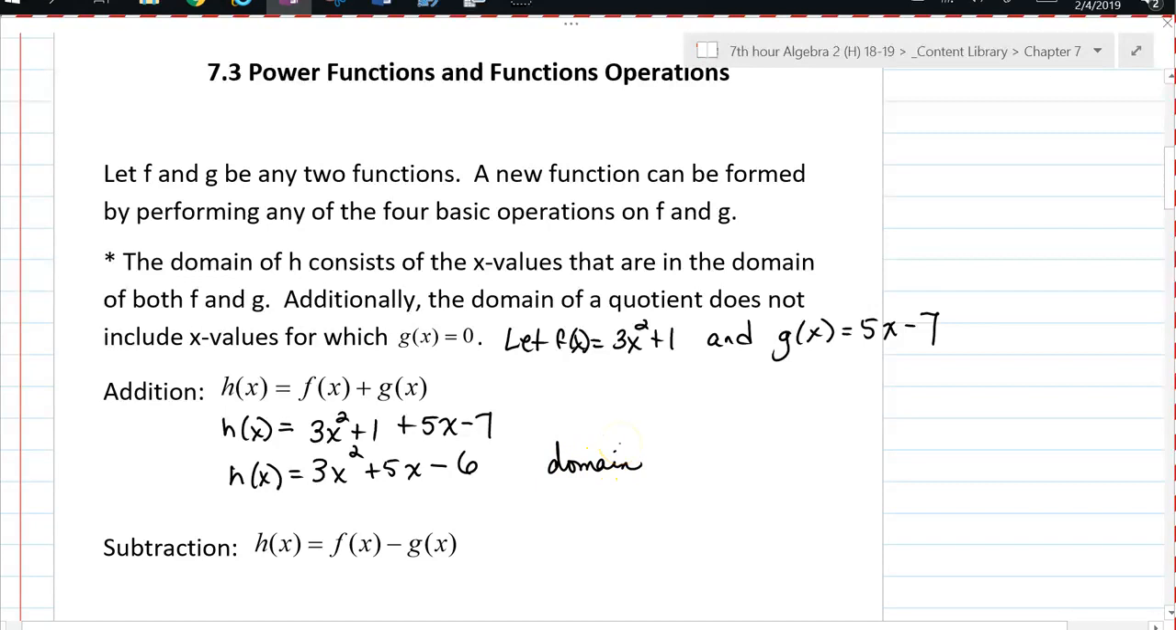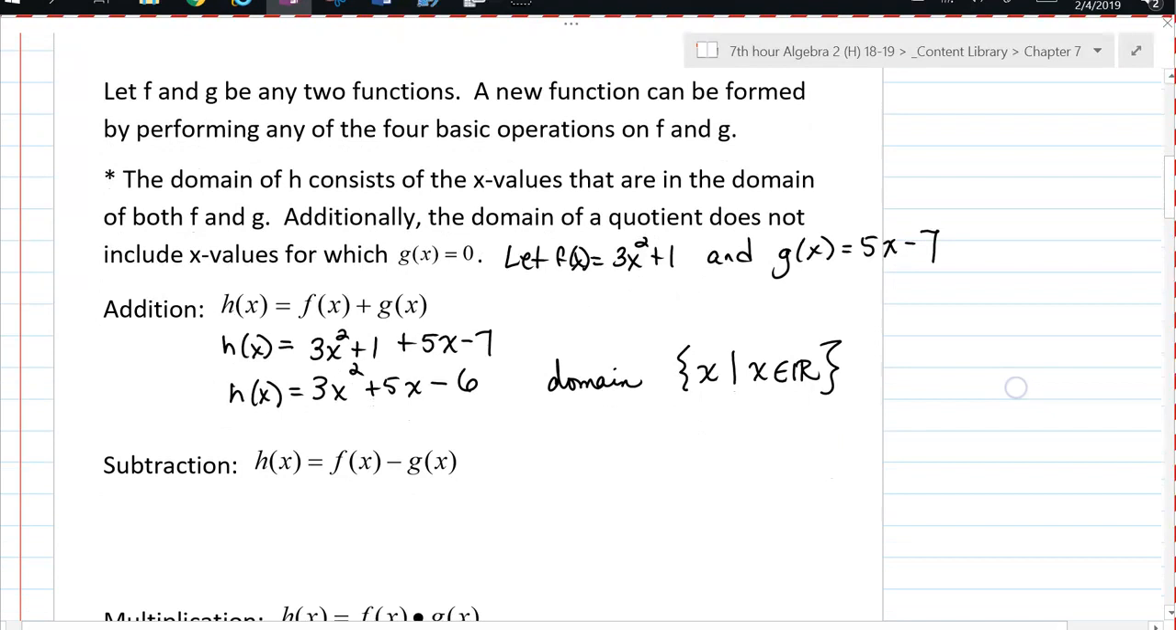The domain of f of x, since it's quadratic, we know the domain is all real numbers. And the domain of g of x, which is a linear function, we know the domain of that function is also all real numbers. So when we figure out what numbers those two domains have in common, since they're all real numbers, the domain of the sum, which is what we get when we add them, will also be all real numbers. We remind ourselves that's how we write it: x is an element of the set of real numbers.